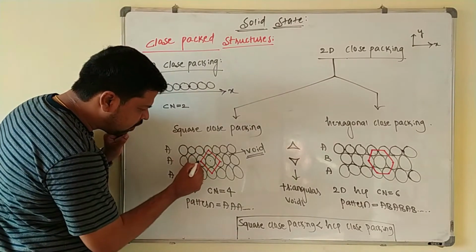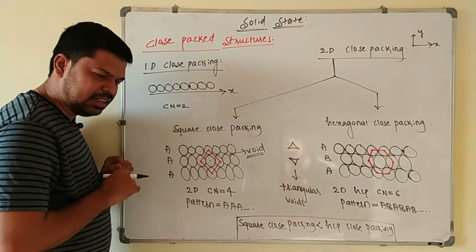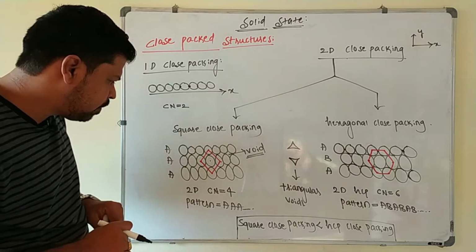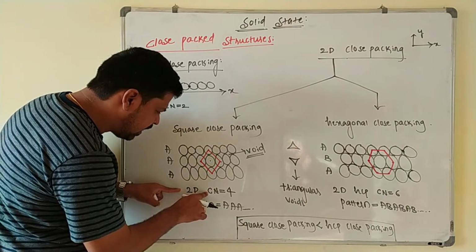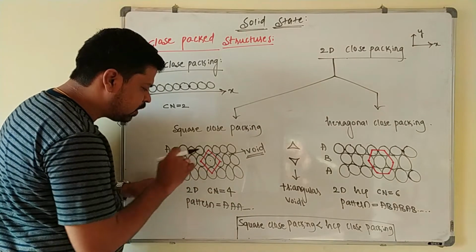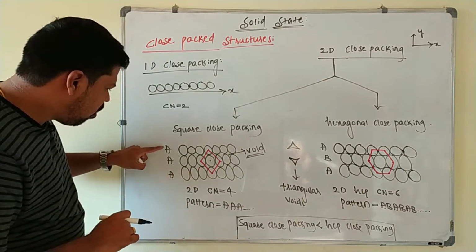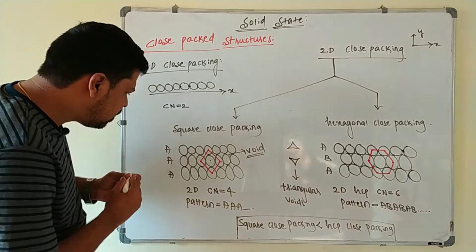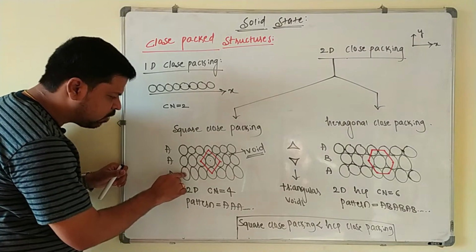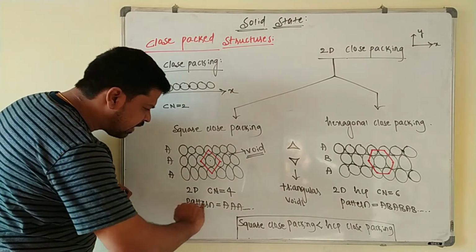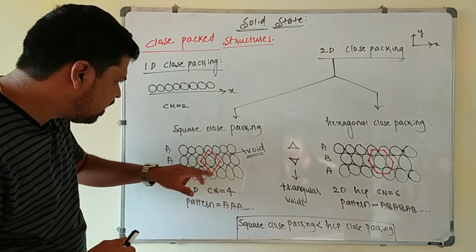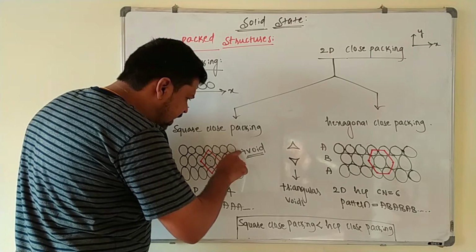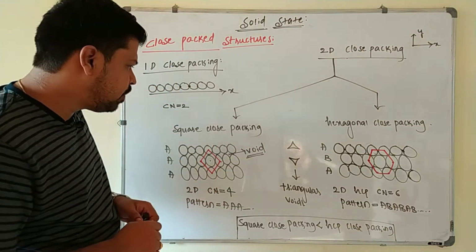If you join the centers of the remaining 4 spheres, you will get a square. That's why it is called what? Square close packing, in which it is in touch with 4 spheres. So in 2 dimensional square close packing the coordination number is what? 4. It is in touch with 4 spheres. So what is the pattern obtained here? The pattern will be A type of pattern, because the arrangement of spheres in each row is the same. This also A row, A, like that the A type of pattern will be continued. And the space that is left between the close packed structures, that vacant space is called what? Void or empty space.